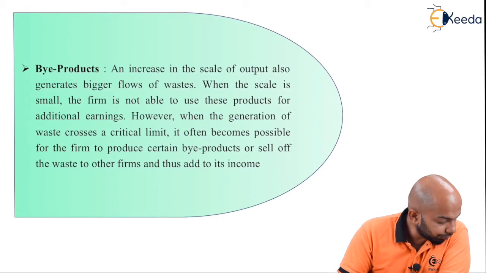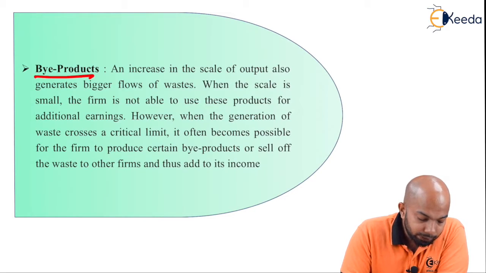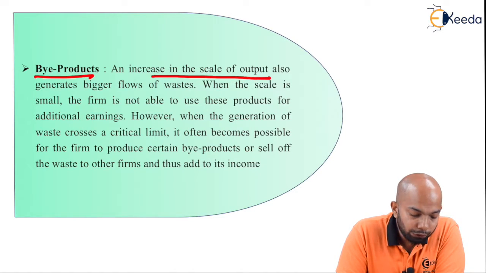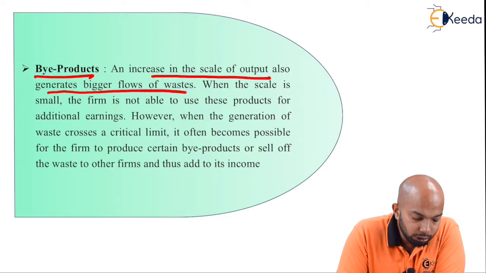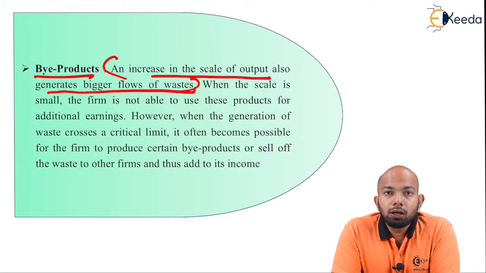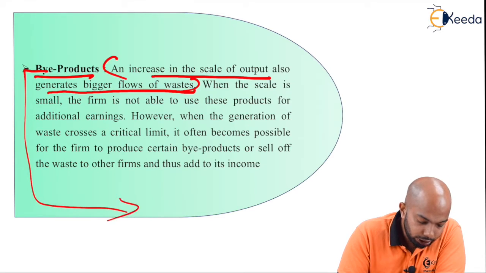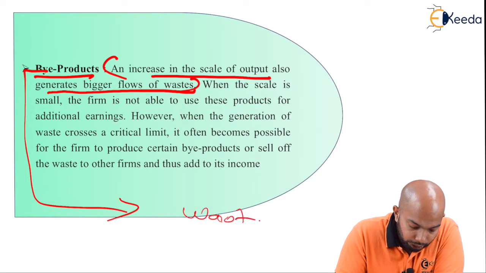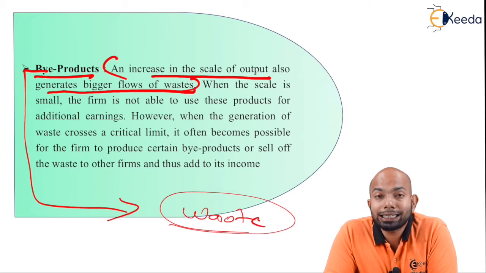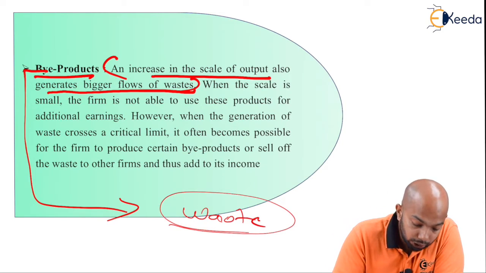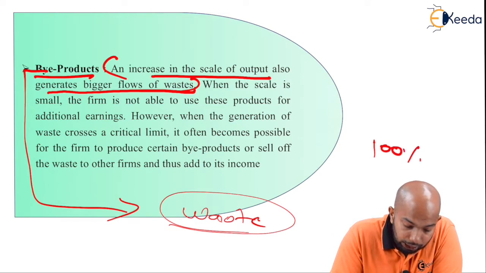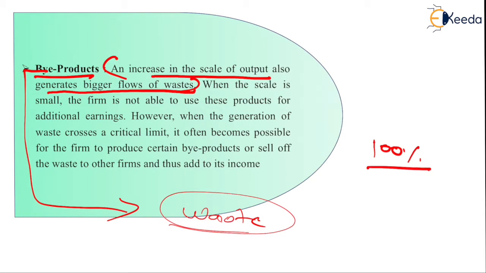Now, the next part refers to byproducts. An increase in the scale of output also generates a bigger flow of waste. Byproducts are basically waste products. Now, the waste products that we are talking about, that is byproducts, is whatever waste is generated because of the actual product. So if your actual product is 100% of raw material, the final product will come as 90%.